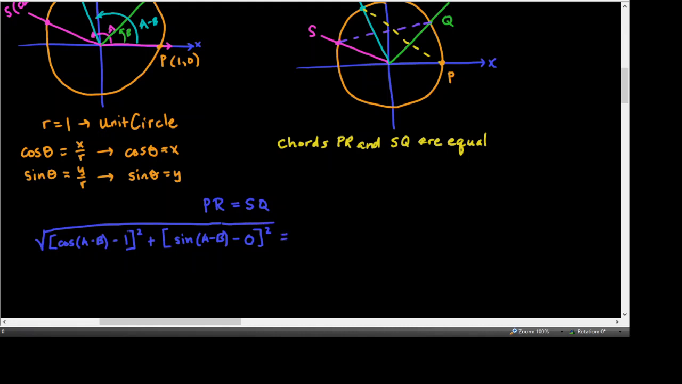And then SQ, I'm going to do the same thing. I'm going to write the distance formula from S to Q. So X sub 2, the X for point Q is cosine of B, minus the X coordinate for S, cosine of A, quantity squared, plus Y sub 2, which is sine of B, minus Y sub 1, which is sine of A, quantity squared. And that's still under the radical.